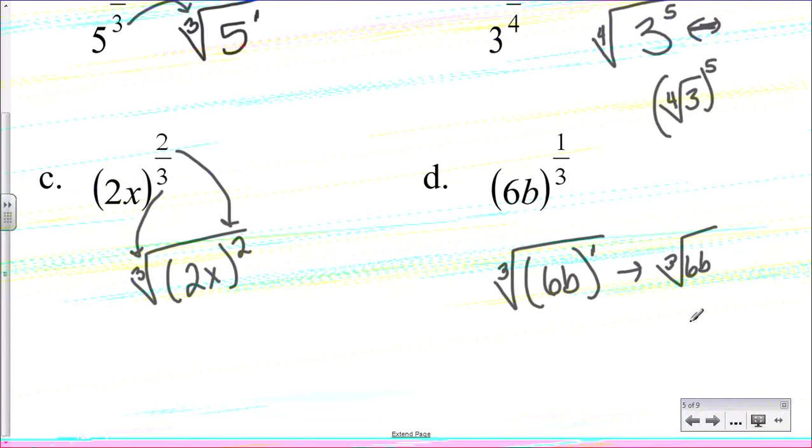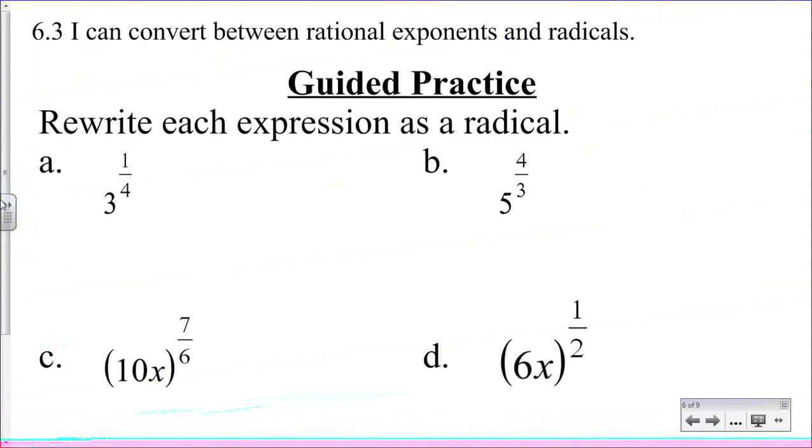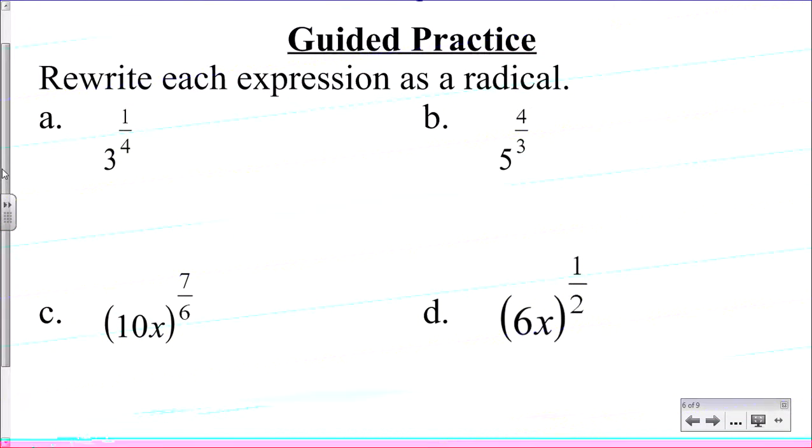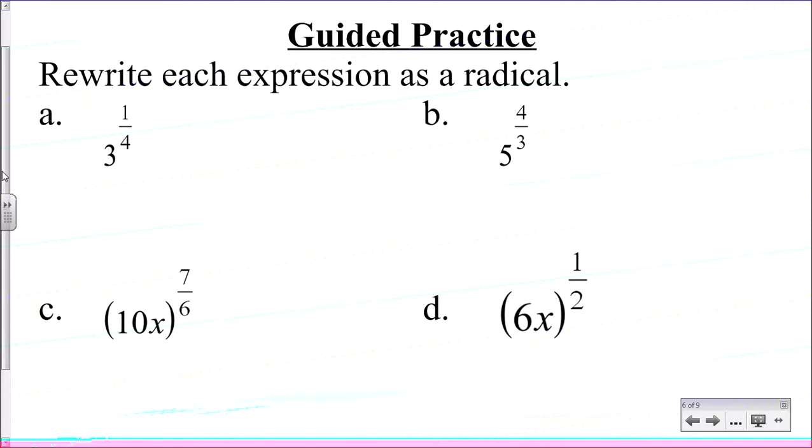Go ahead, hit pause, try your guided practice problems on the next slide. When you are finished, have them checked, and then you can go on to the next slide.